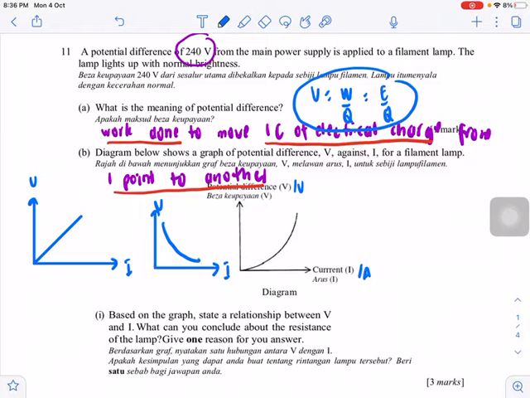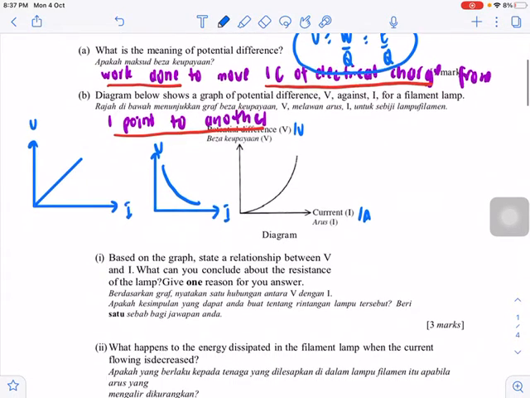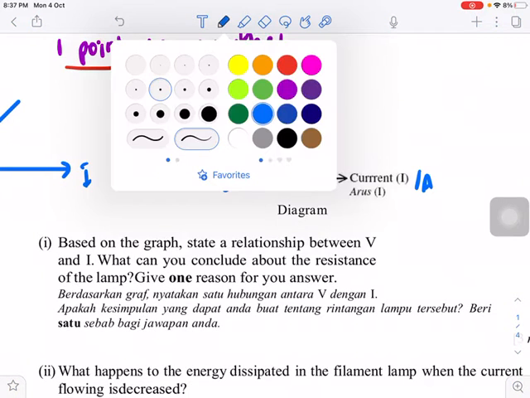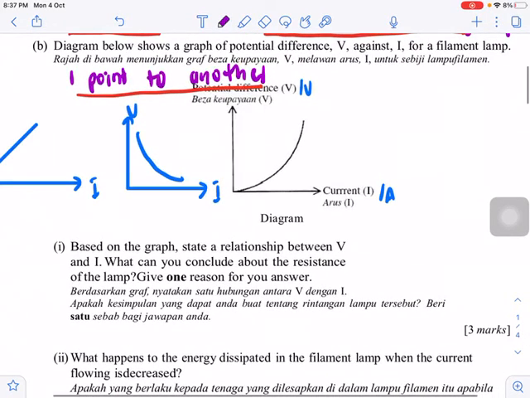B1 dia punya soalan, based on the graph state the relationship between V and I. What can you conclude about the resistance of the lamp? Give one reason for your answer. Kalau you tengok betul-betul, dalam soalan ni sebenarnya ada 3 point yang you kena jawab. Teacher perasan ada yang bagi 1 point je, which is not correct, sebab 3 markah meaning dia kena ada 3 point.